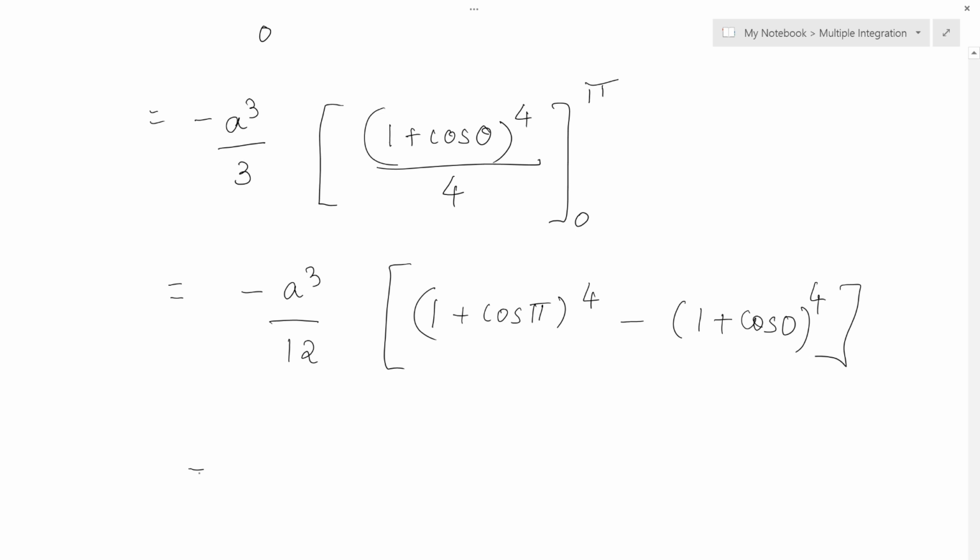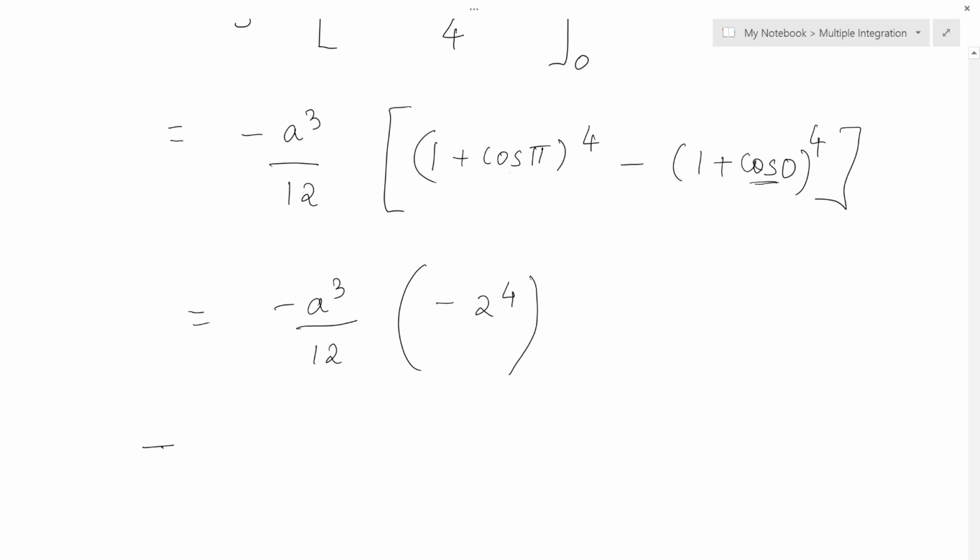Right? So this will be what? The value of cos pi is minus 1. So this will go away anyway. Right? And cos 0 is 1. So this will come 2 raised to 4. And if you simplify this, you will have minus a cube by 12 into minus 2 raised to 4. Okay. So my final answer for integration will be 4a cube by 3. So this is my final answer for integration.